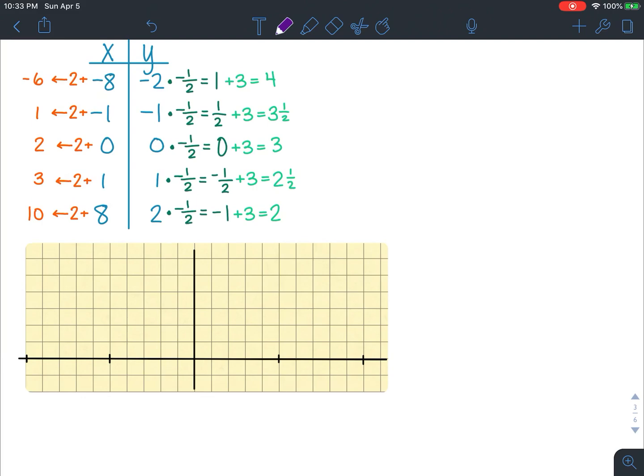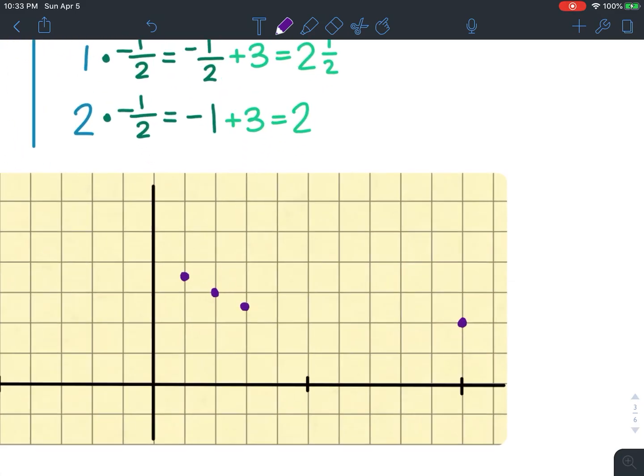So we have -6, 4. Oh, that's 5. 1, 3.5. 2, 3. 3, 2.5. And 10, 2.